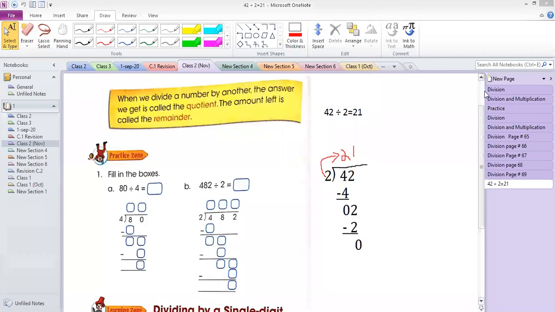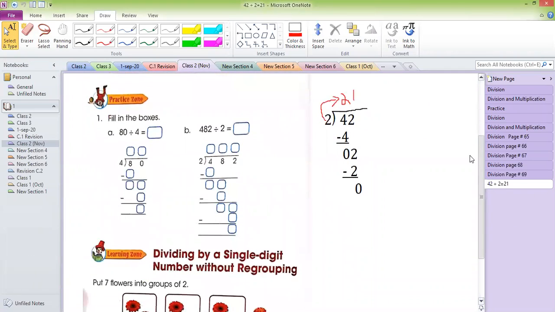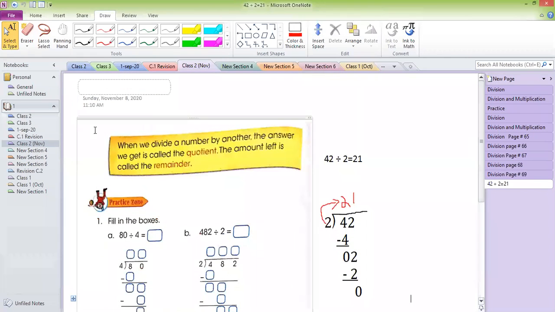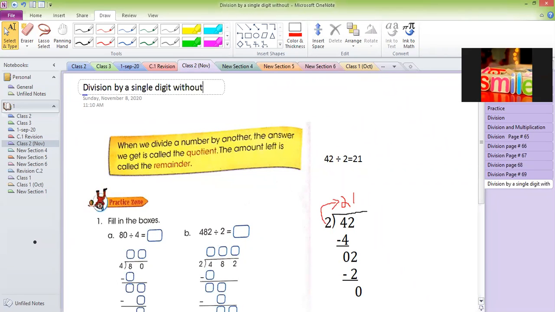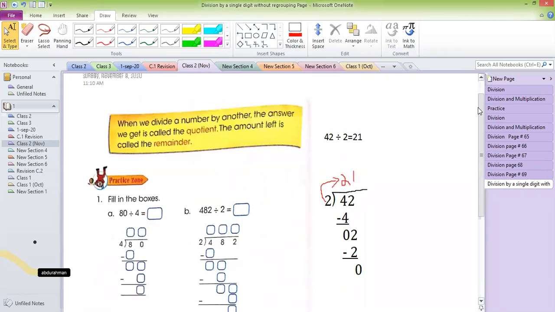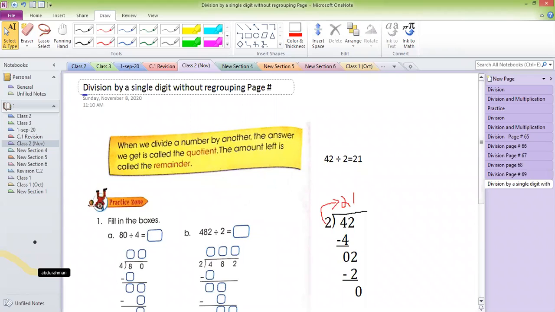Sorry, lesson number 52 for grade 2 mathematics, and we are learning division by a single digit without regrouping. We are studying it on page number 70. It is on page number 70.